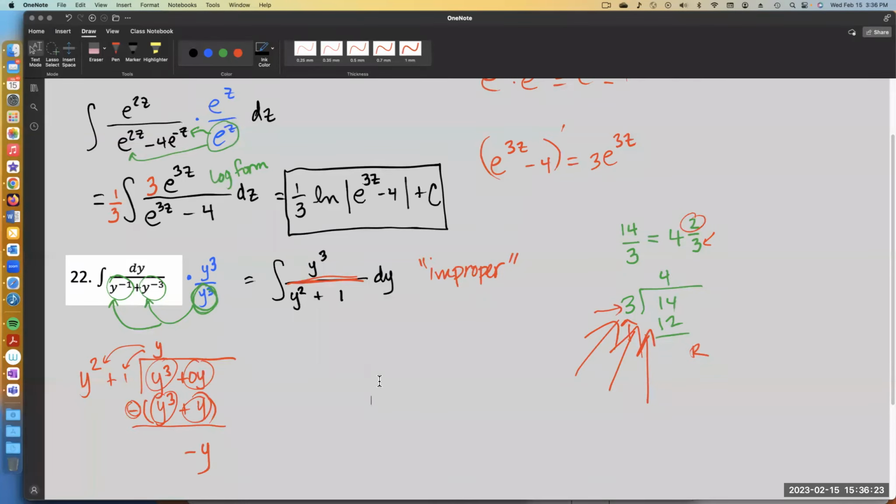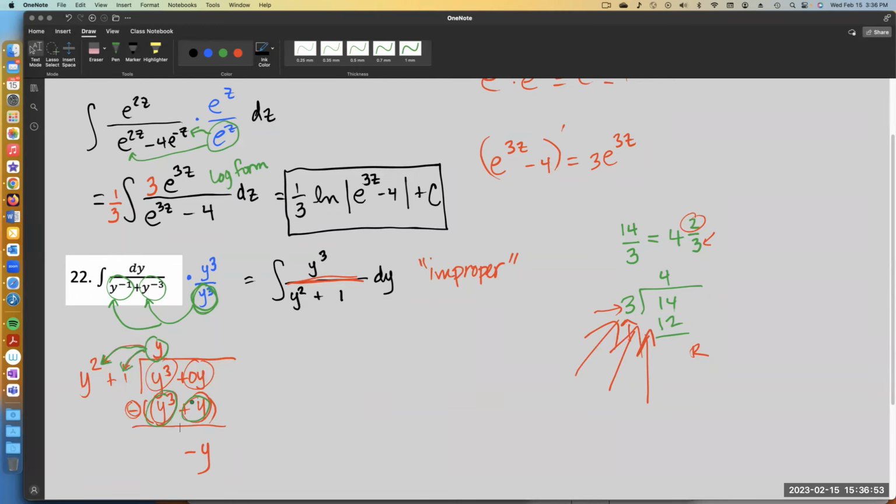Sorry, where did the y cubed plus y come from? So that's coming from distributing. Grab green. So we're taking this and we're distributing it. We're multiplying it by that and getting the y cubed. And then we multiply it by the 1 and get the y. Does that make sense?